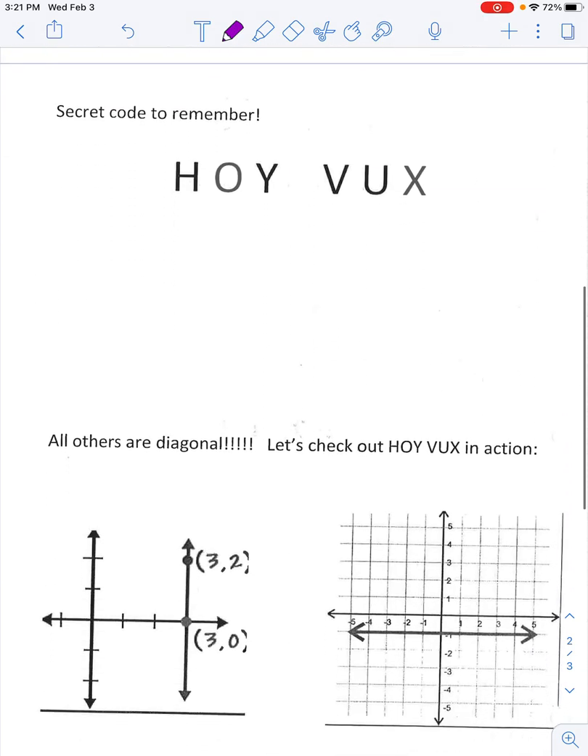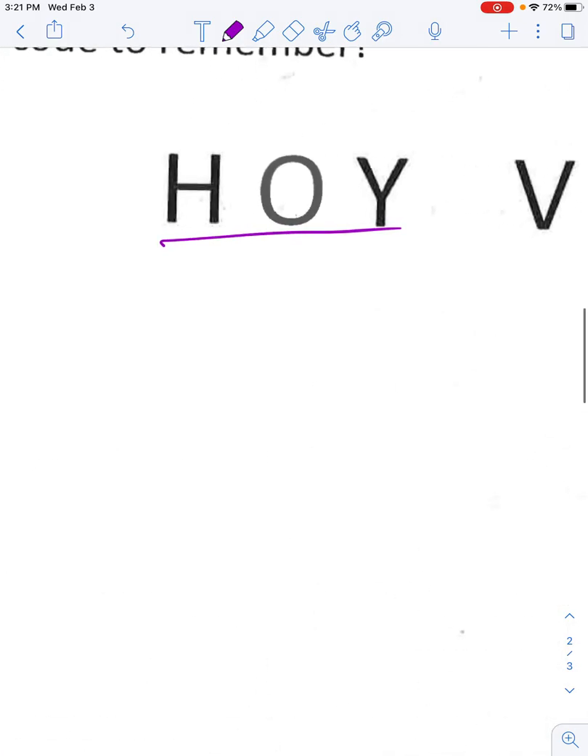Okay. Real quick, in the past, we have had lots of problems with, is it horizontal or vertical, that undefined, and slope of 0, okay? So there's a little secret code that we came up with in 6th grade to figure out if it's a horizontal line or a vertical line. HOY, okay? Write this down.